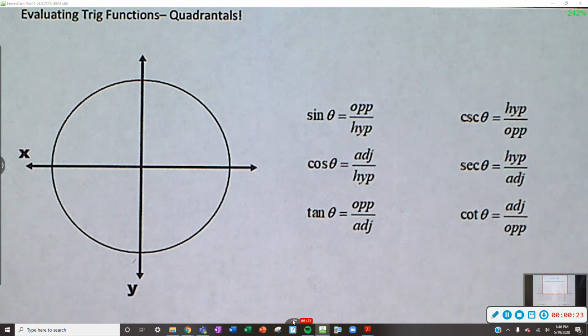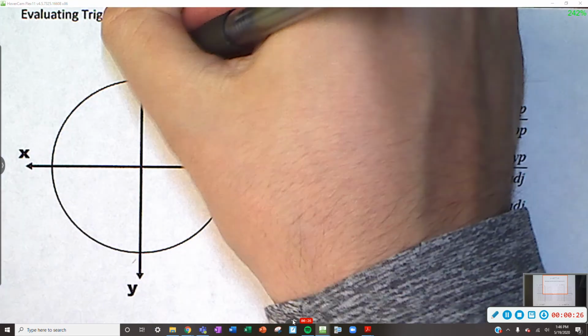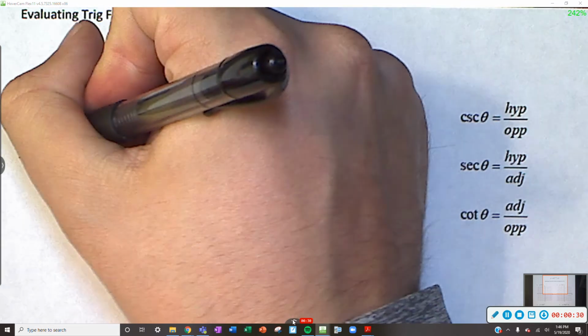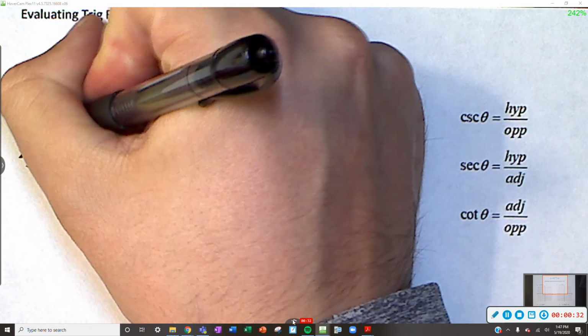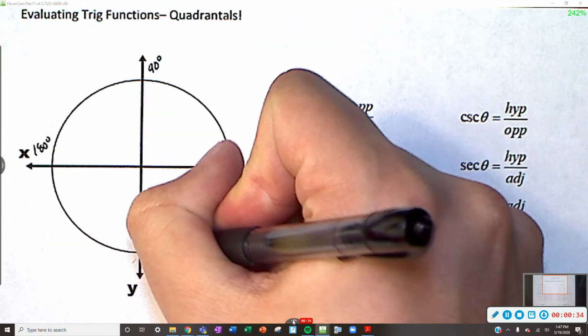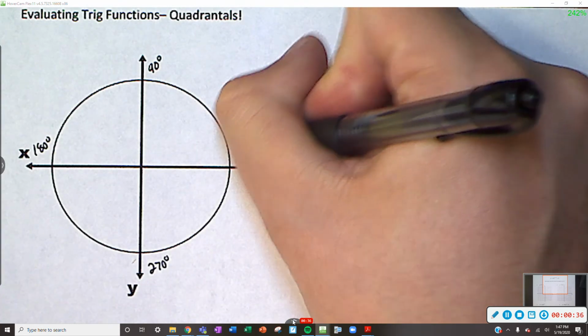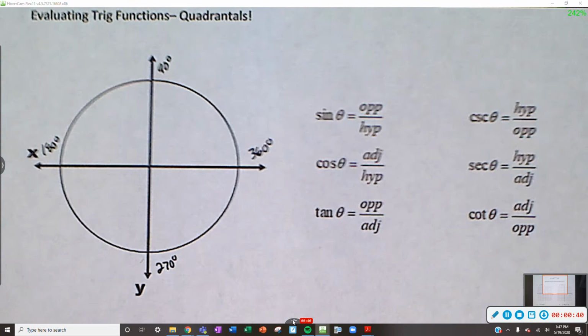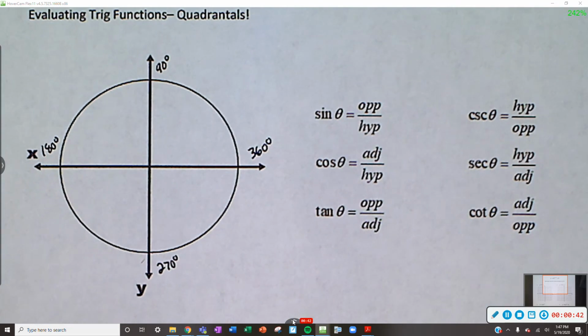So an example of that would be 90 degrees, or it could be 180 degrees, or 270 degrees, or 360 degrees, and so on and so forth. Any multiple of 90 really is going to give you a quadrantal. Now, in order to evaluate these, for example, if I had said, what's the sine of 90 degrees?